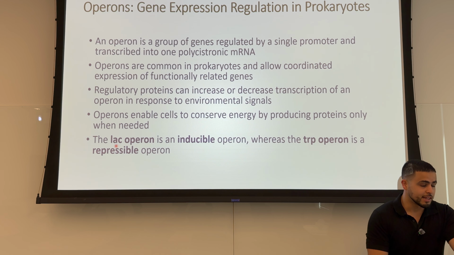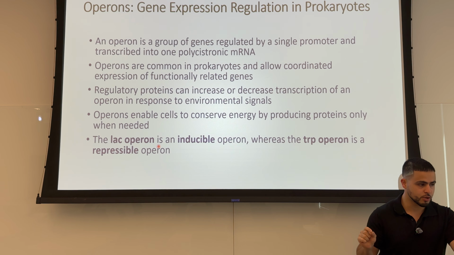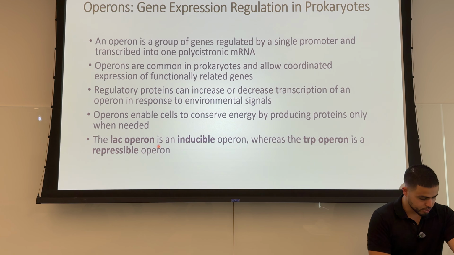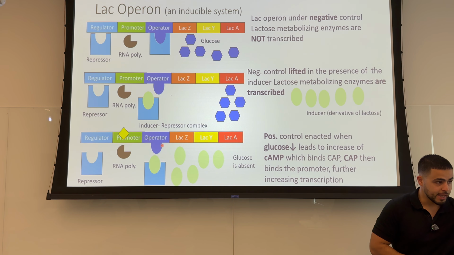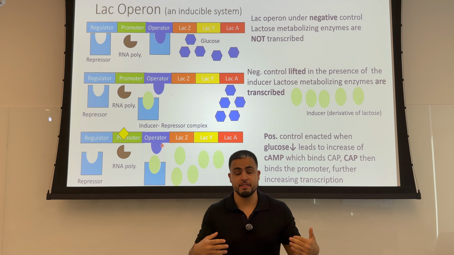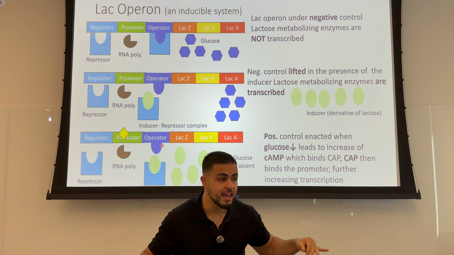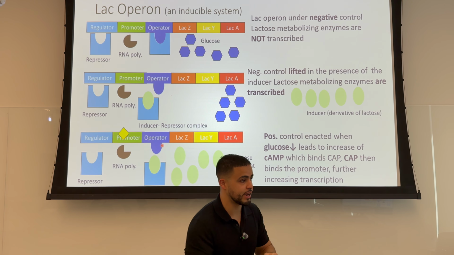so you save energy. The lac operon is an inducible operon. Again, we're going to expand on this in the subsequent slide, whereas the trp operon is a repressible operon. I'll make sure to clarify these over here. So lac operon, an inducible system. Essentially what it means is that the lac operon by default is shut off, and you have to induce it so it can carry out its function.